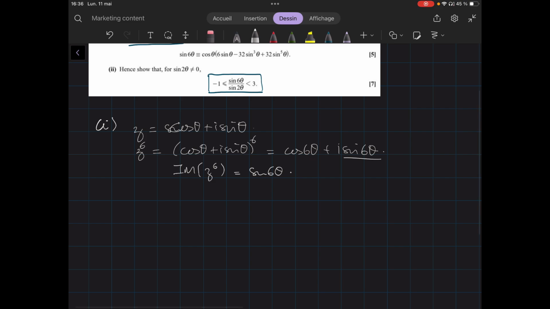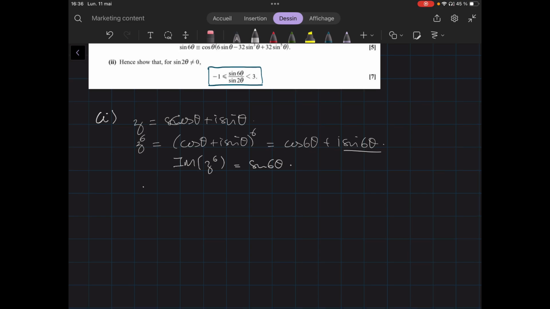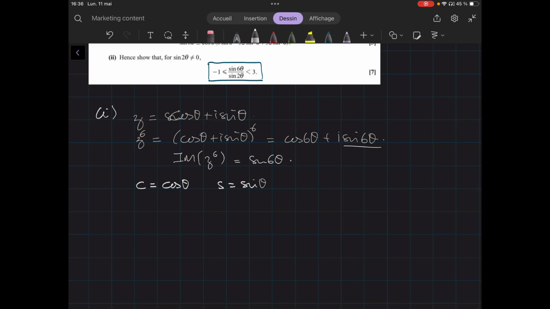So let's expand the left-hand side. For the rest of the proof, I am going to use C for cosine and S for sine. You are allowed to do this. It will just save you a lot of time. So we consider C plus iS to the power of 6.